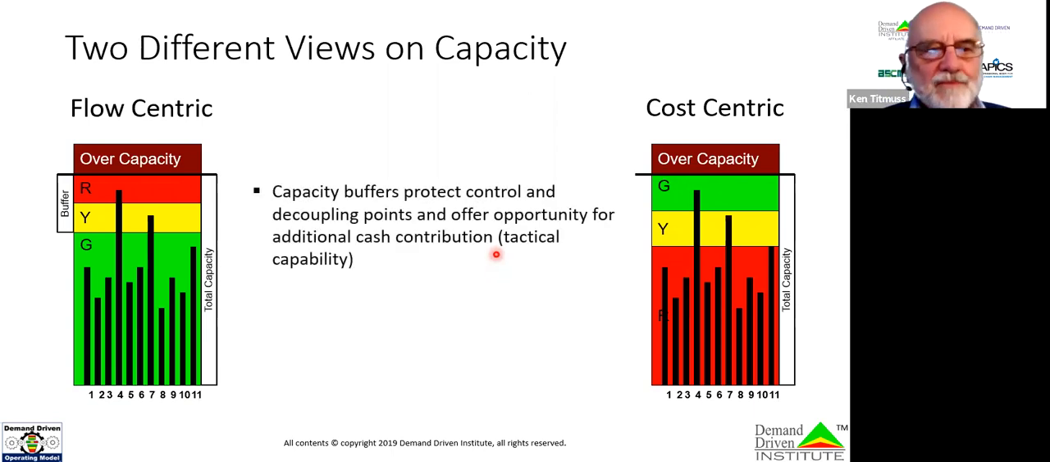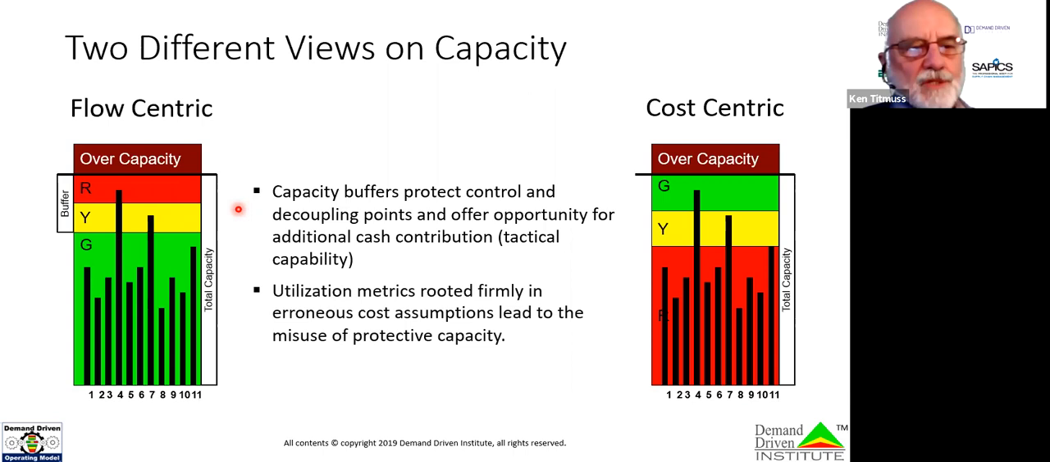So capacity buffers protect control and decoupling points and offer opportunity for additional cash contributions, which is a tactical capability. So we can see down here, we have a tactical capability of producing more, but I don't want to produce so much more that I'm going to get into a situation where I could run out of capacity.